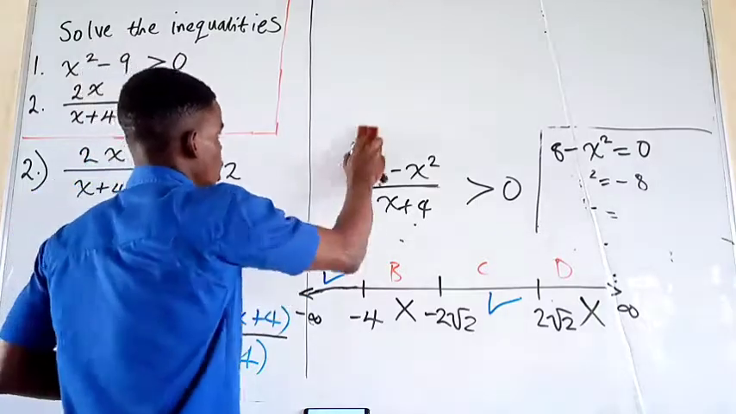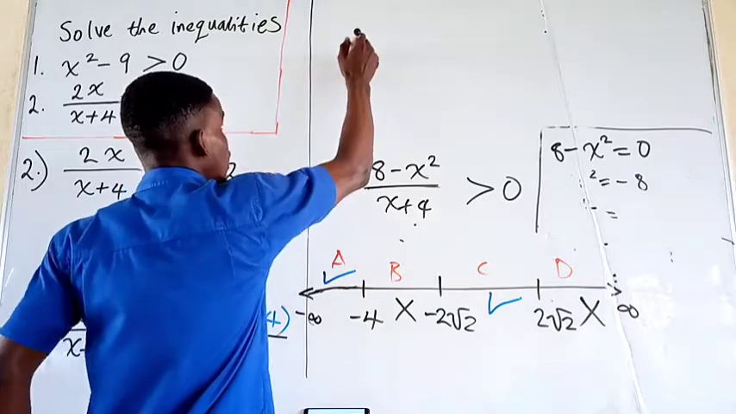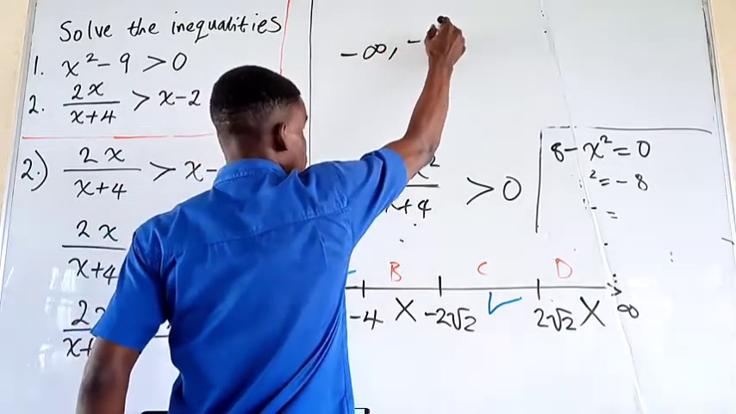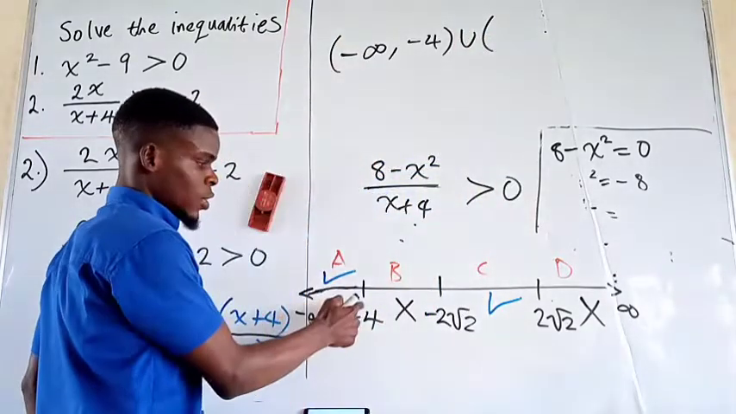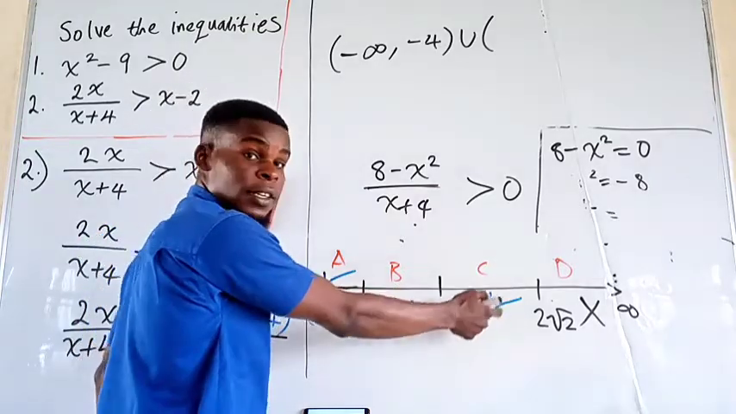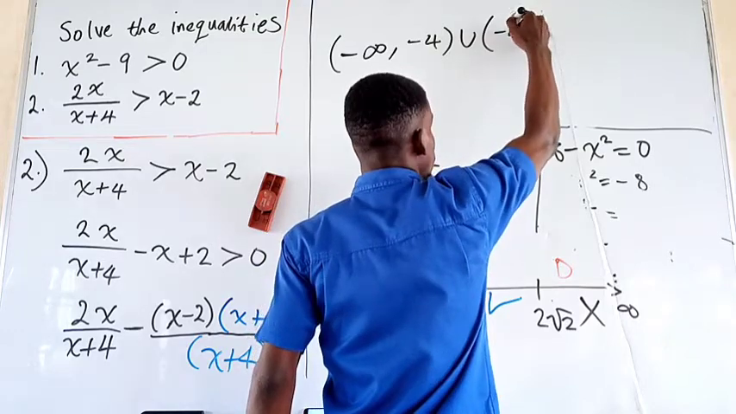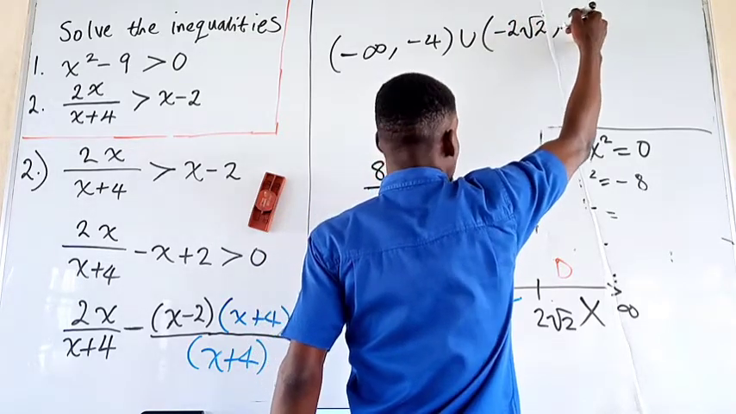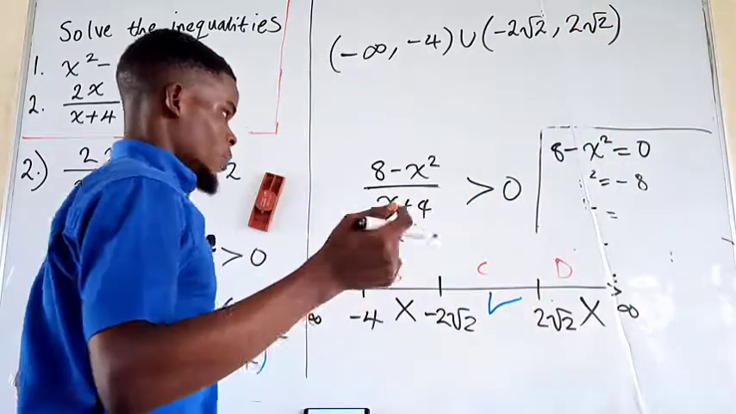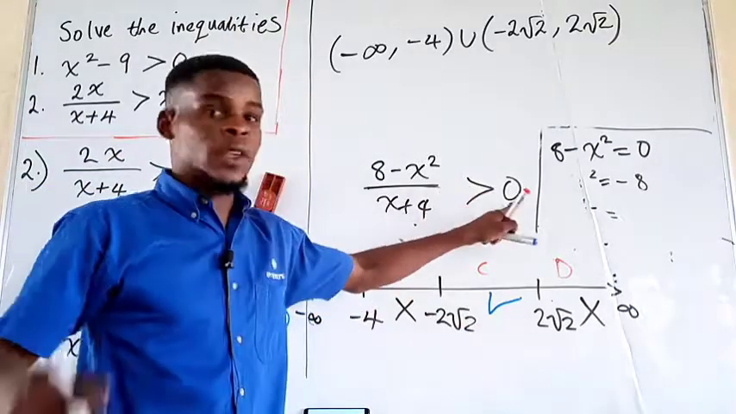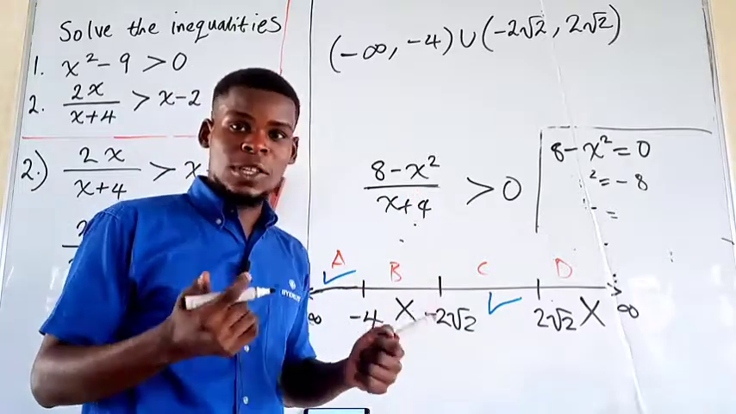That will help us to write down the interval. Finally, we have from -infinity to -4, with -4 excluded, union the interval from -2 root 2 to 2 root 2. Remember -2 root 2 is excluded, and 2 root 2 itself I excluded because it will make the expression equal to 0, which we don't want, and -4 will make us have infinity, which we don't want also.